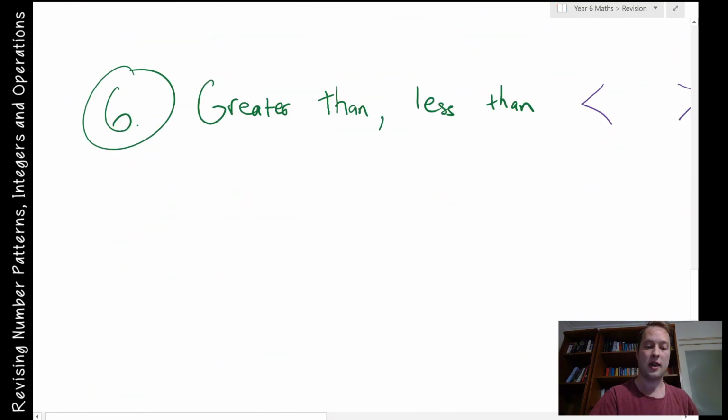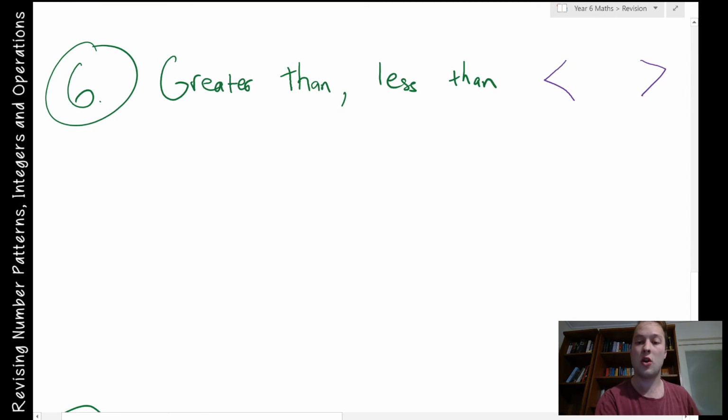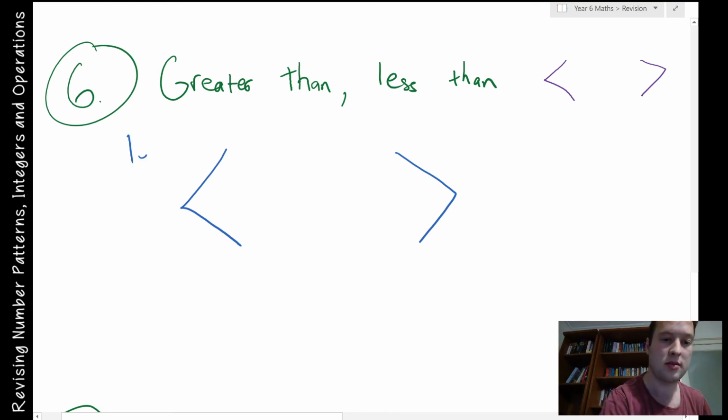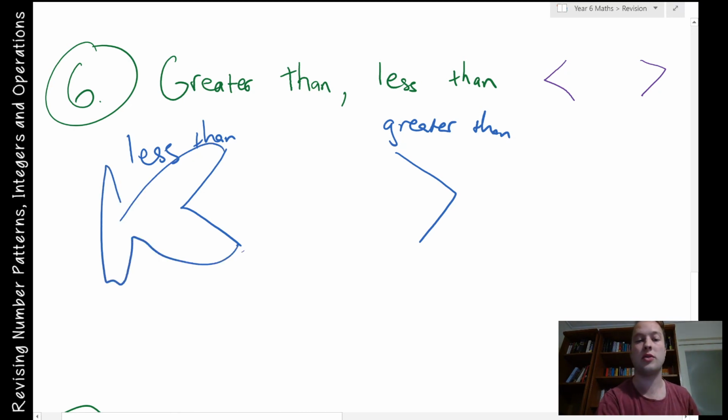There you go. Next point is what are greater than and less than. So we have these two symbols, right? What this symbol right here just means less than, and the next one means greater than. How you remember that is you can always draw it as a crocodile or a shark or a piranha, however you want it, with sharp teeth.